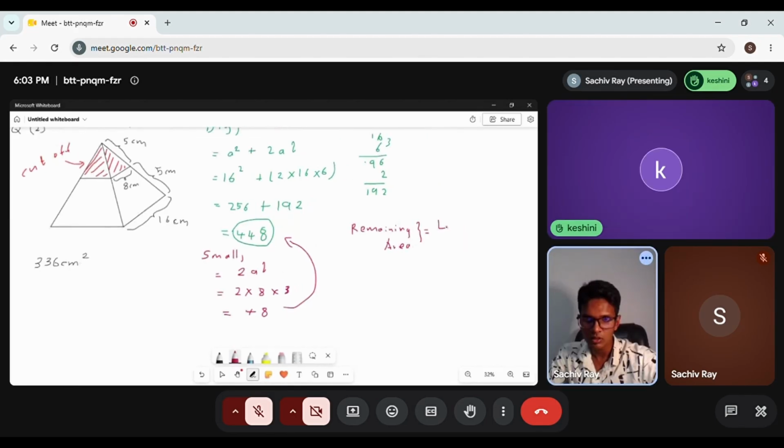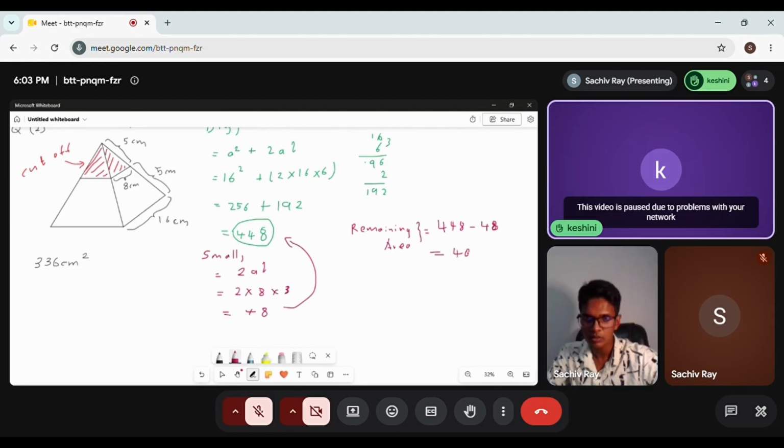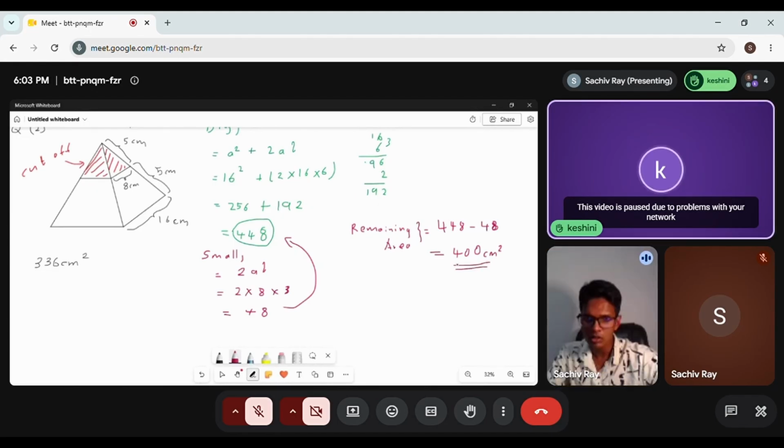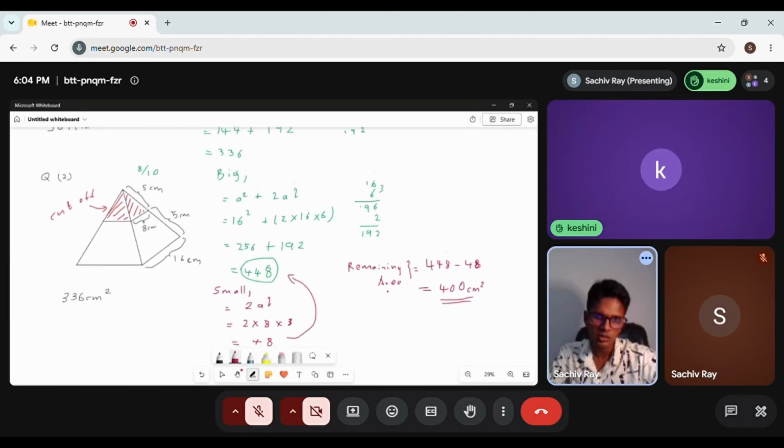448 minus 48 will be, what? 400, right? 400 centimeters square. Are you confused about anything?